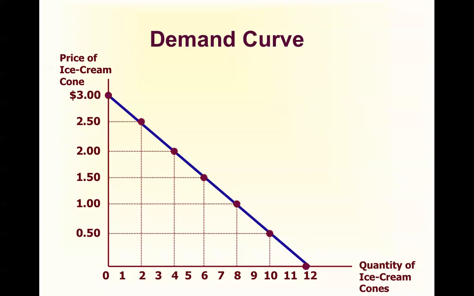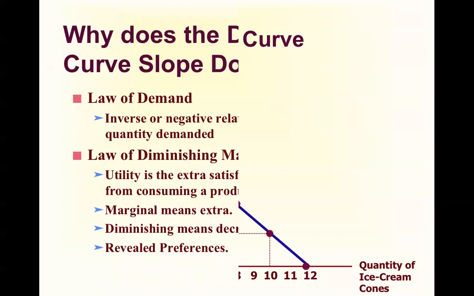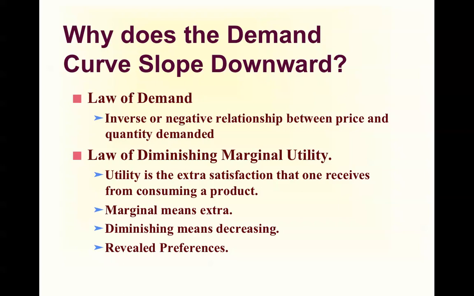So this is a relationship, from the consumer perspective, between the price and the quantity of ice cream cones. This is for either an individual or for an entire market. Now let's ask ourselves the following question. Why does the demand curve slope downward? It slopes downward because of something that we call the law of demand: an inverse or negative relationship between price and quantity demanded.